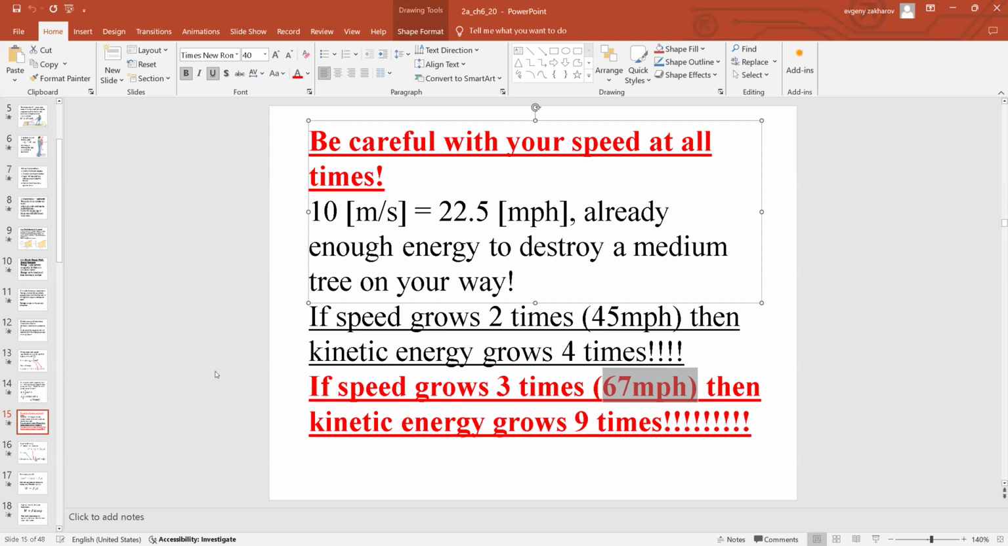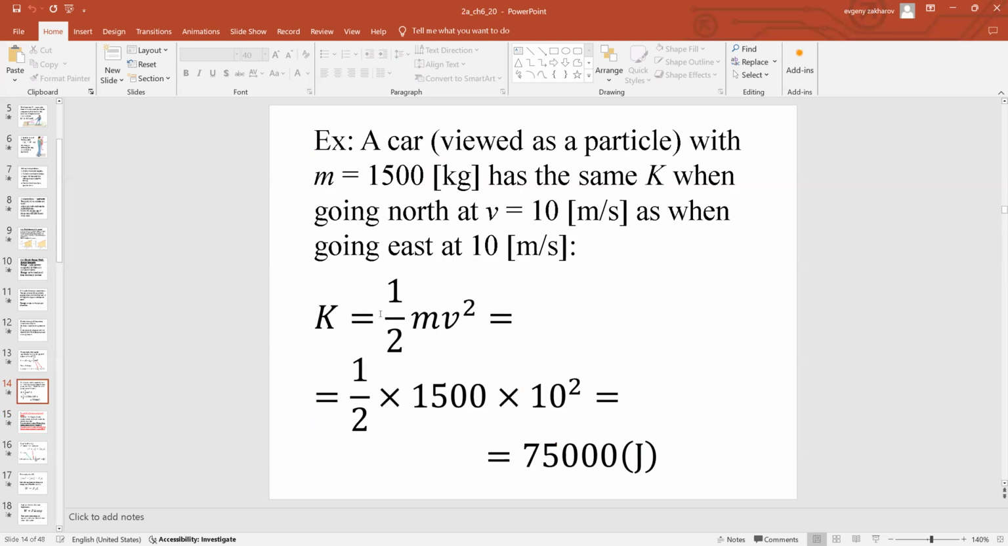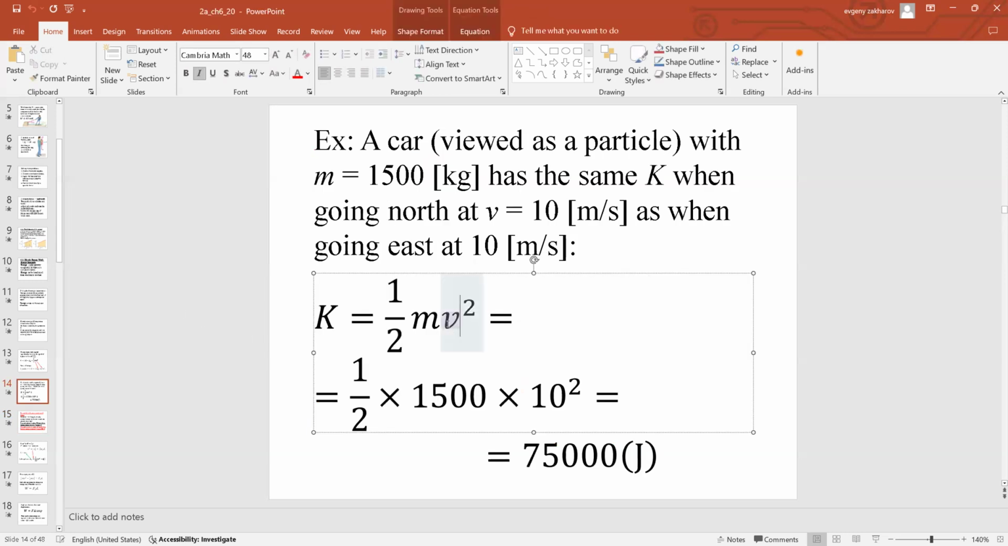You should be careful. You cannot go over the limit because the faster you go, the faster your kinetic energy changes. And remember that even though it's 1/2, don't forget that the velocity goes squared. So everything that you have is a change in velocity.